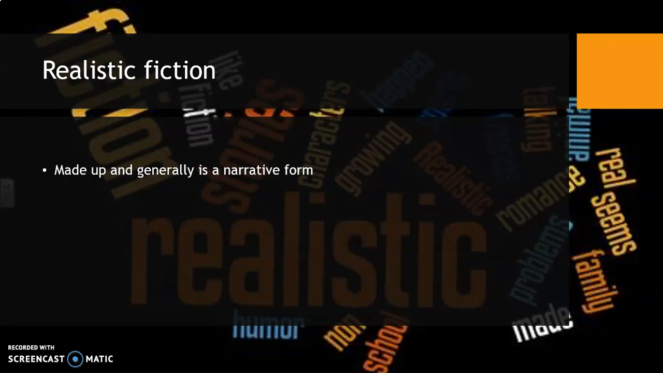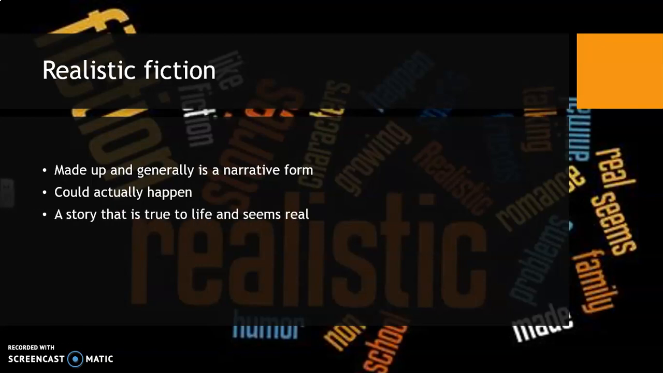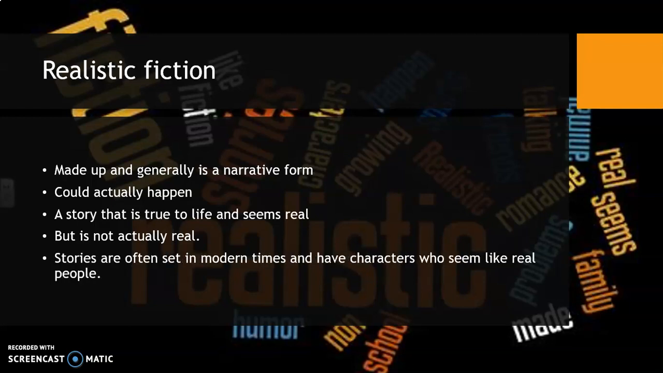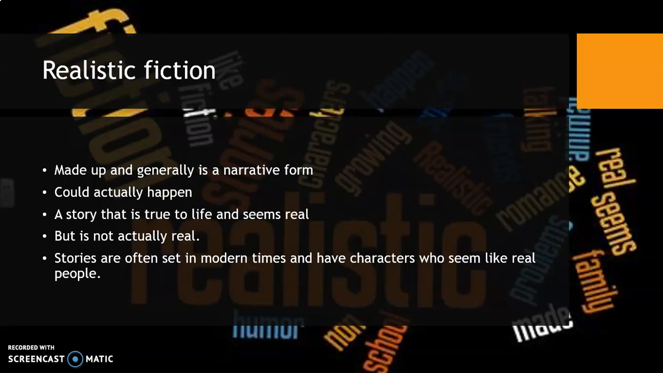Realistic fiction is one of the most common types of fiction written. The story is made up and generally is a narrative form, but everything in the story could actually happen. So in realistic fiction, no flying humans, no lion or monkey horses, no talking animals. What makes this type of fiction so popular is that it is easier for readers to imagine the story by putting ourselves into the plot. And realistic fiction has a story that is true to life and seems real, but is not actually real.